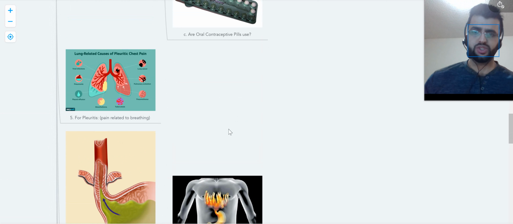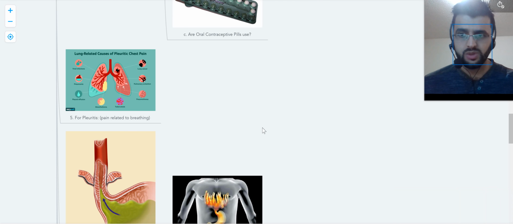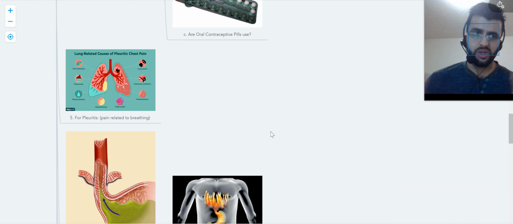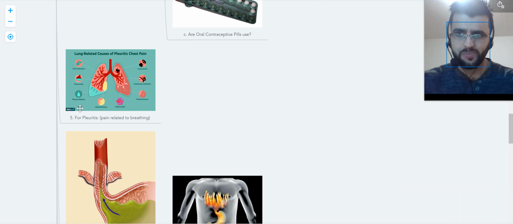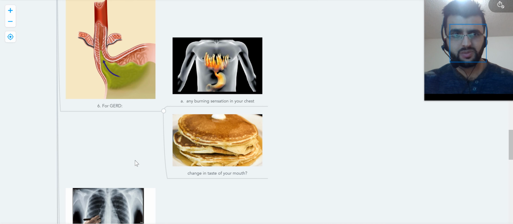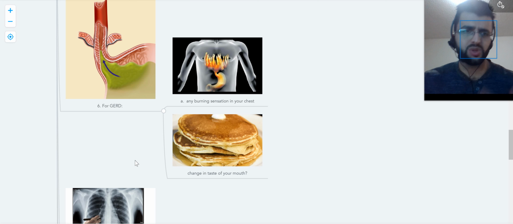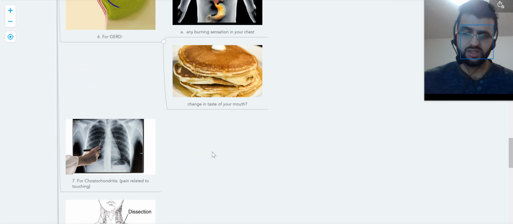And the fifth differential is pleuritis. For pleuritis, the only question is about pain related to breathing, similar to the one in pericarditis. It's basically inflammation of the pleural membrane. For GERD, we ask any burning sensation in your chest. Okay, that's one question. The second one, any change in the taste in your mouth. They have that too. Burning because the acid comes up to the esophagus and causes burning. Taste changes are for the same reason.